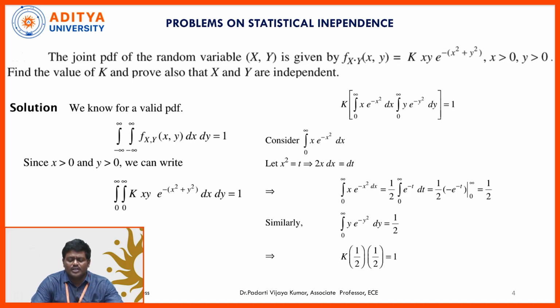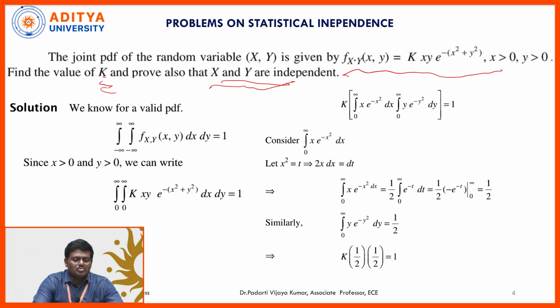We have defined statistical independence. Now let us apply the concept to practical problems. The joint density function is expressed as f_XY(x,y) equal to k into xy e power minus (x square plus y square), and the x and y limits are mentioned in the problem. We are asked to compute the unknown value k, and also to verify whether the random variables X and Y are statistically independent or not.